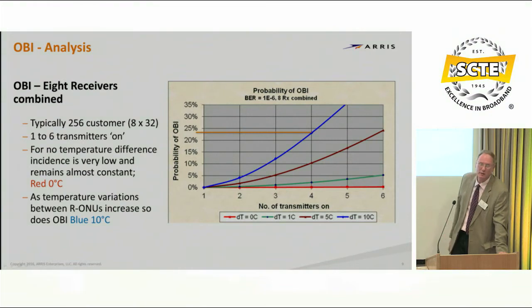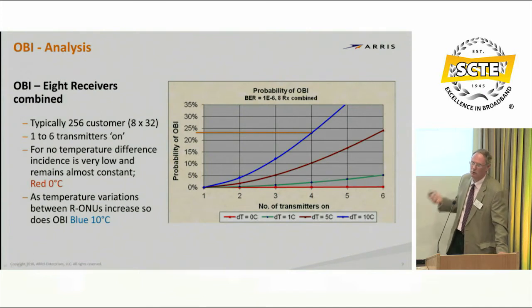If you have one transmitter on at the same time, you can never get OBI. So your probability of OBI is 0. But as soon as you start increasing the number of transmitters, OBI starts to increase. And there is the temperature element.